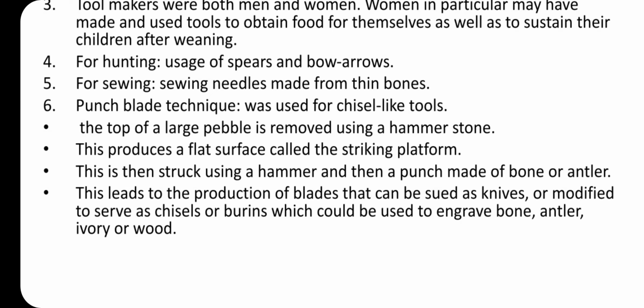We'll have a look at the pictorial representation also, but let's first look at it in detail theoretically, how these tools were made. The top of a large pebble is removed. Imagine the large pebble kept there and the upper portion removed using a hammer stone. Now there's a flat surface left on that large pebble, which becomes the striking platform. That striking platform is struck using a hammer and a punch made of bone or antler. This leads to the production of blades.